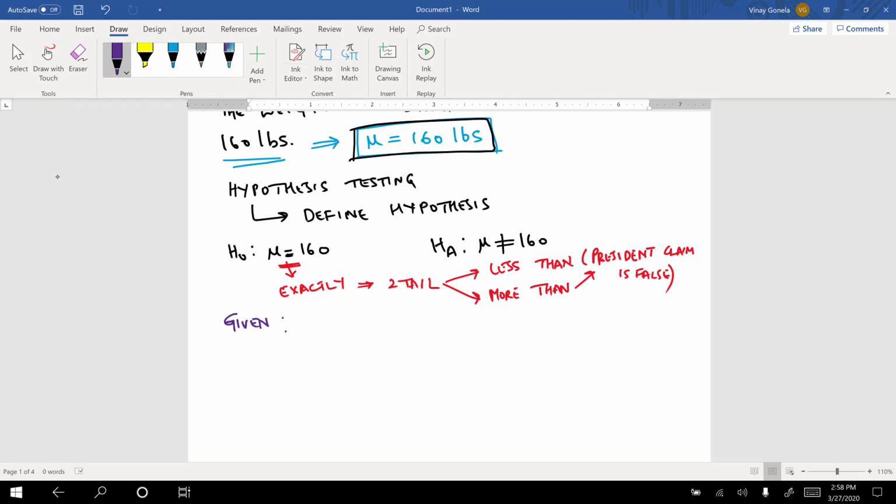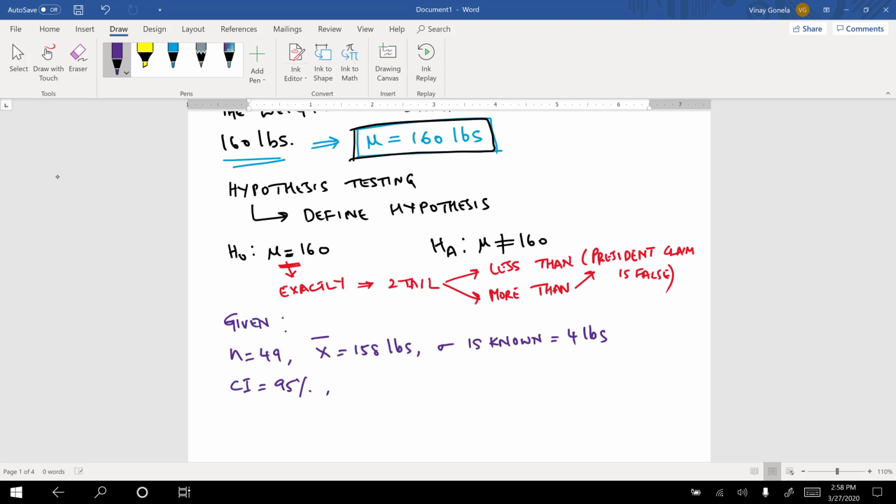Suppose our sample size, we take 49 students and calculate their mean weight, and it turned out to be 158 pounds, and the standard deviation is known and it is equal to 4 pounds. And we want to know at a confidence level of 95%.